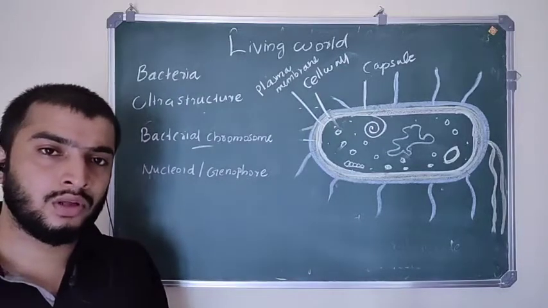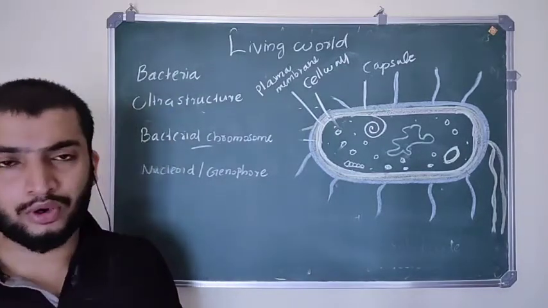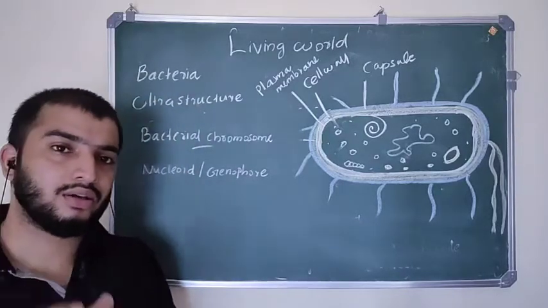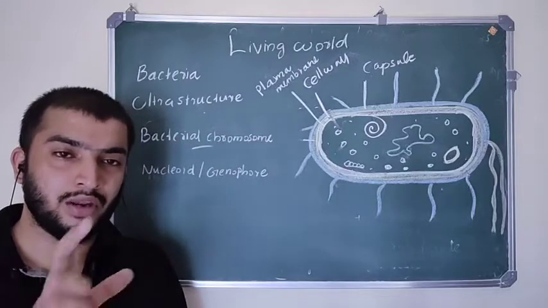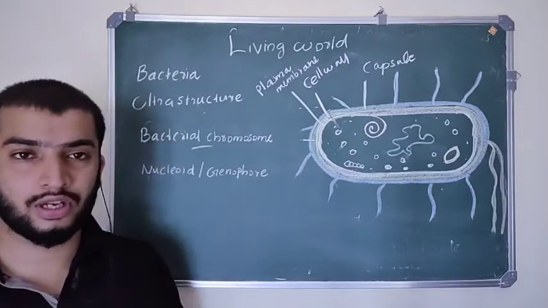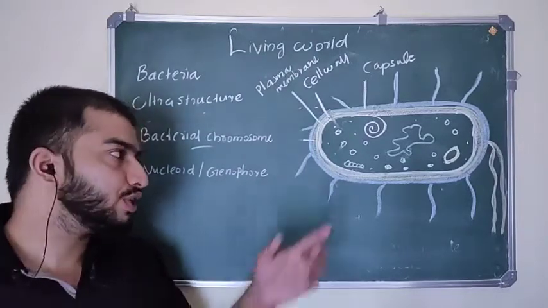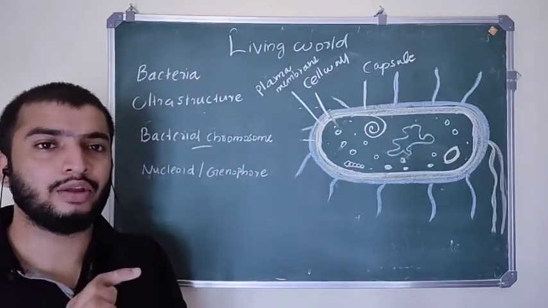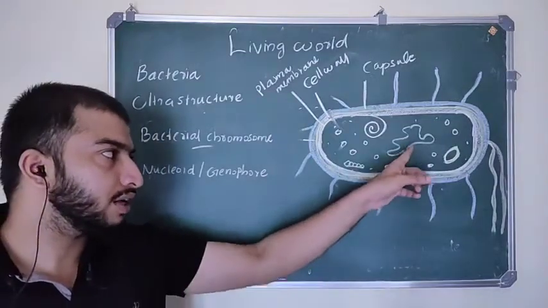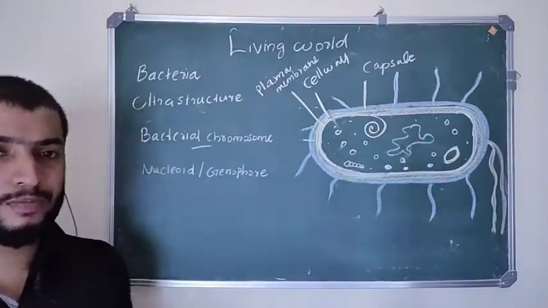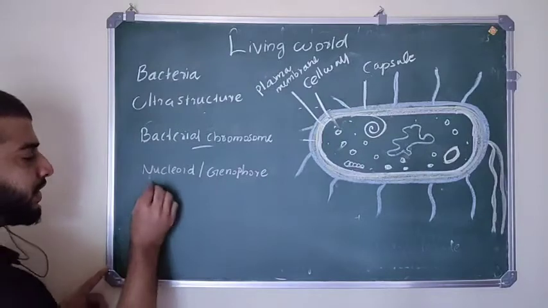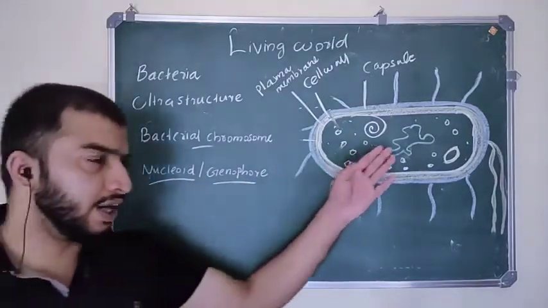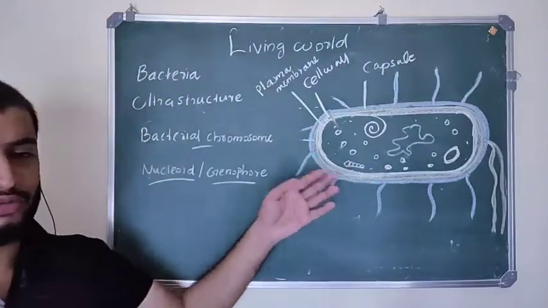Bacterial chromosome. We already discussed that bacteria are prokaryotic organisms. Why are they called prokaryotic organisms? Because they lack a nuclear membrane, a membrane-bound nucleus, and membrane-bound cell organelles. So the bacterial chromosome is a single circular DNA which is tightly coiled without any membrane. You can see the bacterial DNA here. This bacterial DNA, or genetic material, is called the nucleoid or genophore, and it contains all the information about this bacteria.